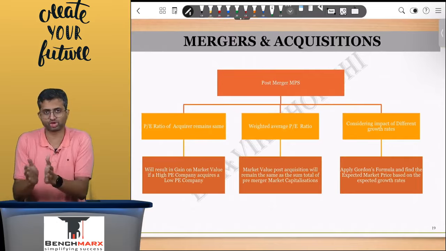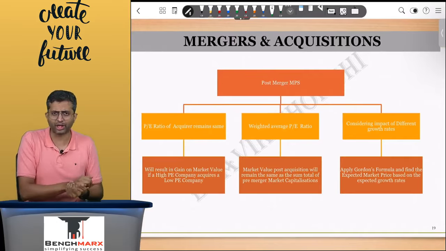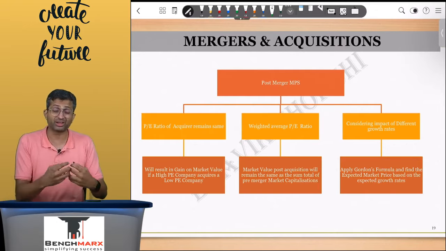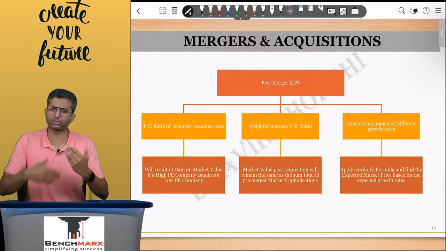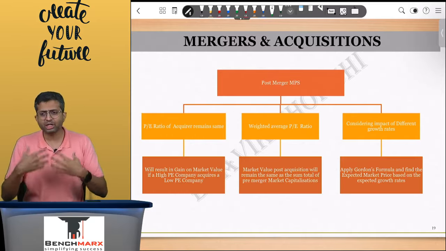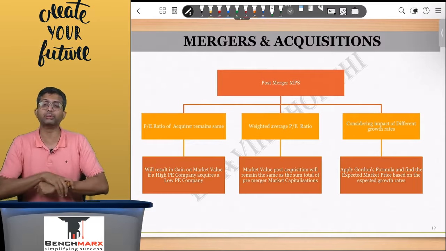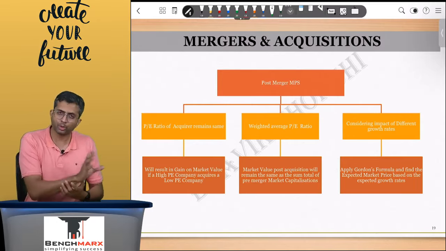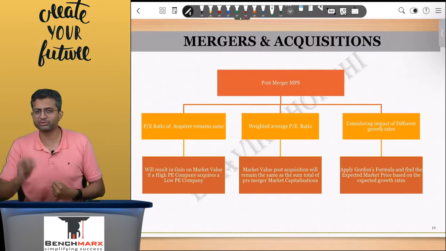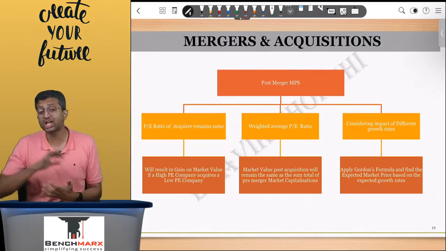Now, the PE ratio can either be assumed to be the same as the acquirer's. That is, we believe that the acquirer's brand name, goodwill, reputation and processes can be used, and the earnings of the target will also be rated based on the PE multiple of the acquirer. So you take the post-merger EPS into the PE ratio of the acquirer to find the post-merger market price.